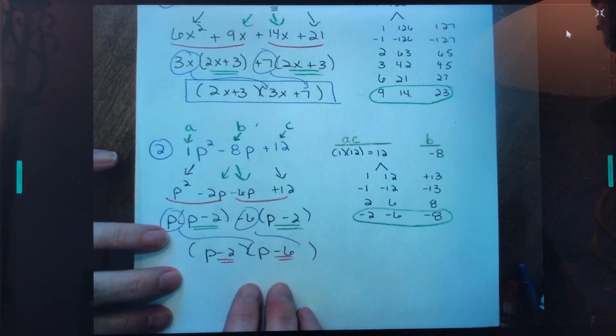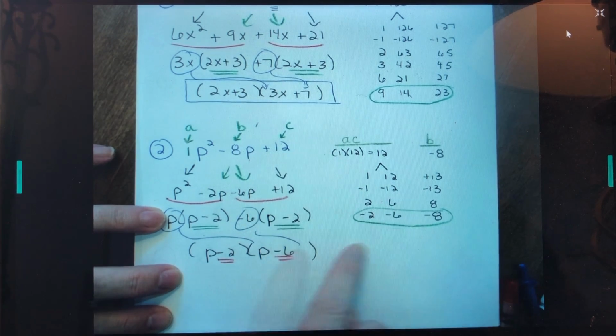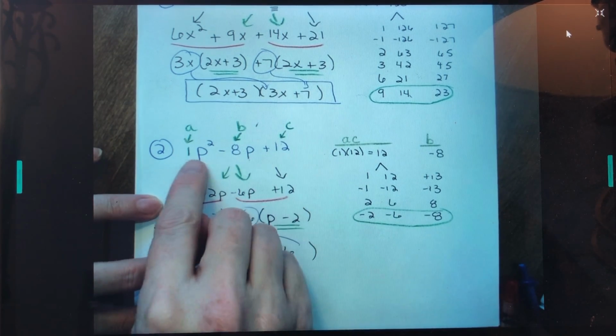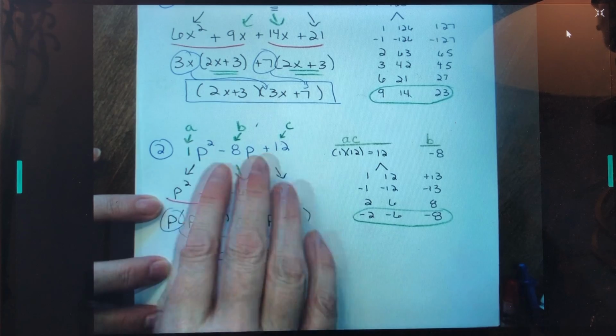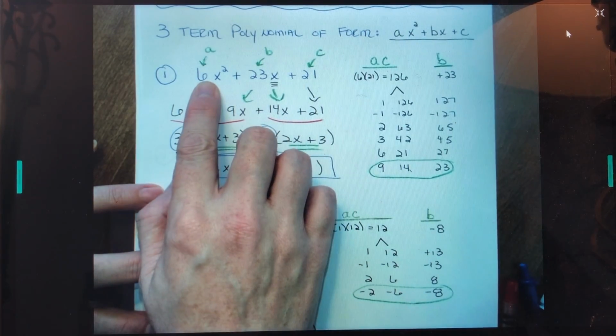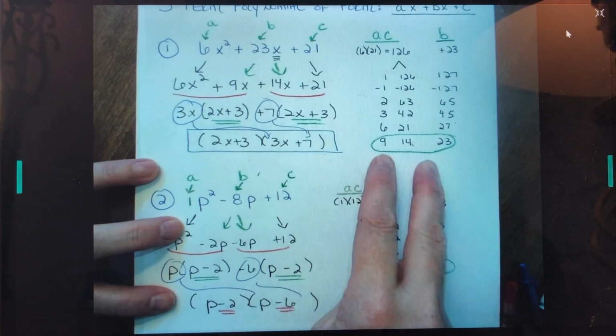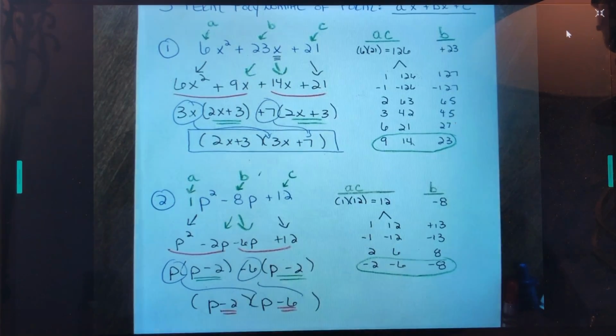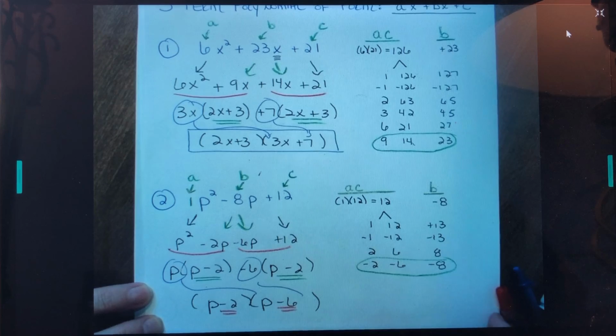But be cautious. Some students get so used to using this AC shortcut because they do a lot of problems where A is a 1, and then they come back to a problem where A isn't a 1, and they forget. And then they take these numbers and they map them into an answer, and that is very, very wrong. So don't get sucked into that trap.